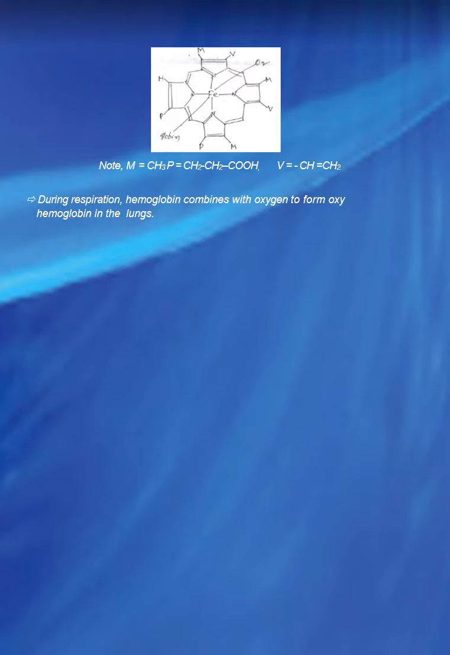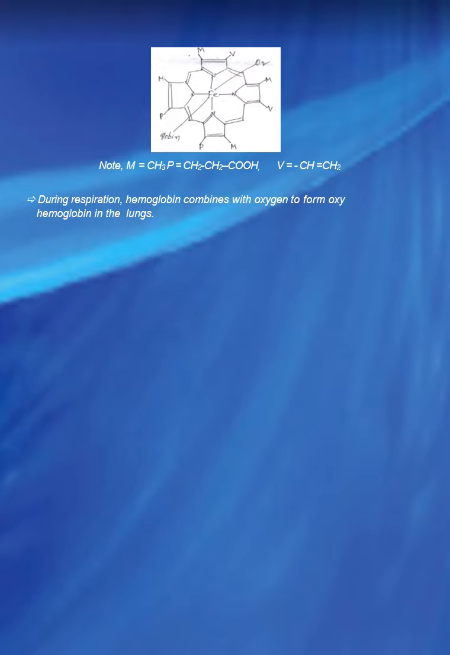And this is the structure of hemoglobin, where M is equal to CH3, P is equal to CH2 CH2 COOH, and V is equal to CH=CH2, and in the center you can see iron, Fe2+.